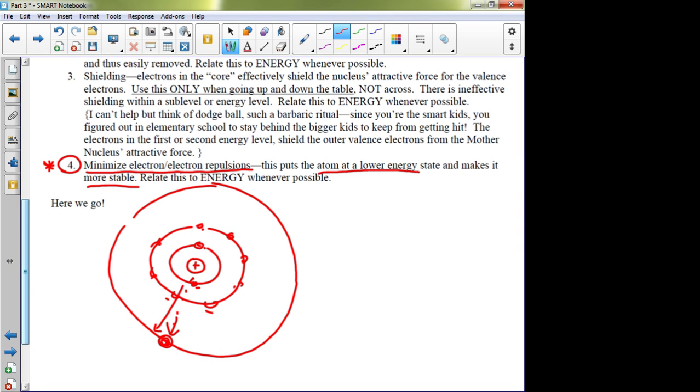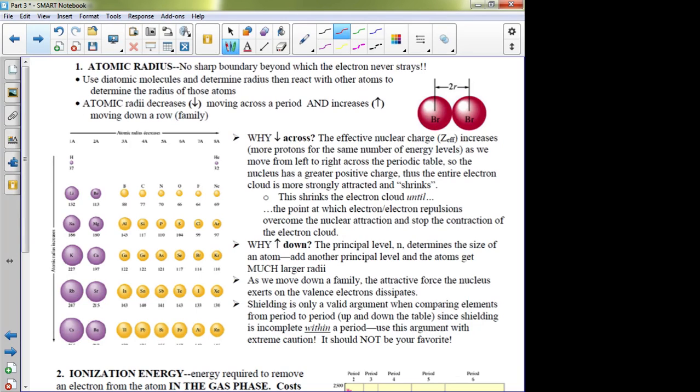All right. So let's start talking about the trends and how we explain them. Did we get here yesterday? No. Okay, so we're starting at the beginning. The first trend is atomic radius. I know it says radius, but just think of it as the size of the atom. When you think of atomic radius, I just want you to think of this as size.